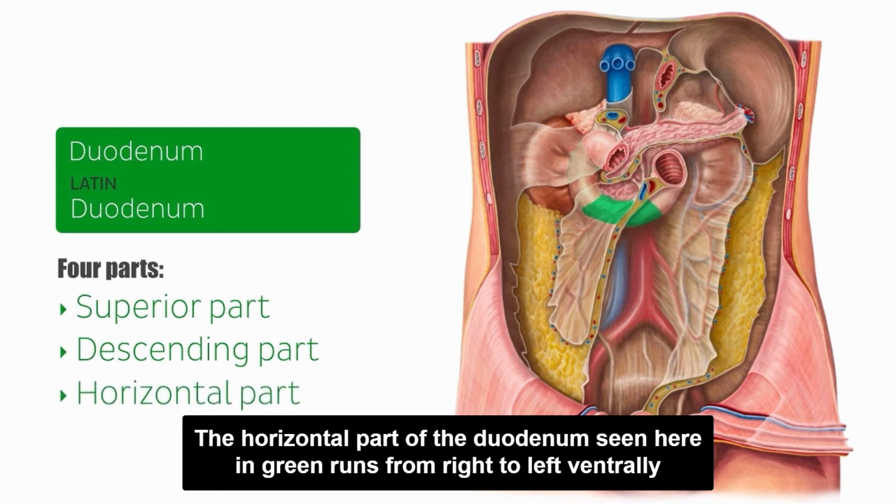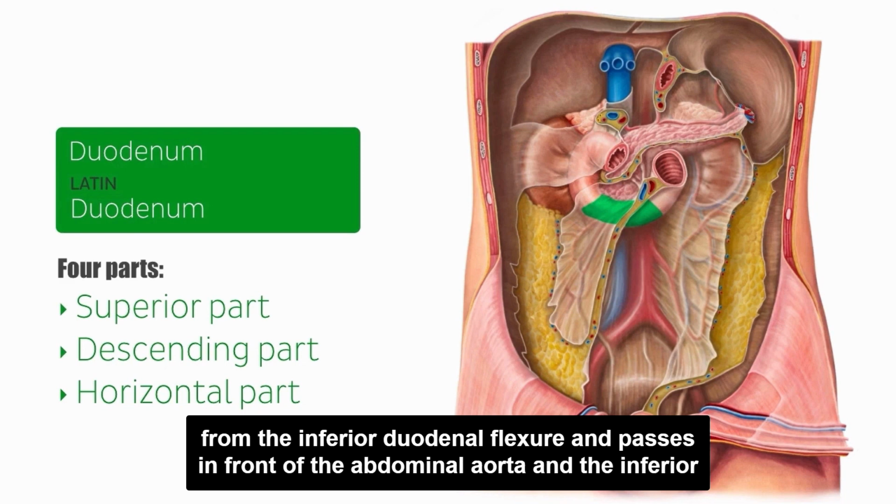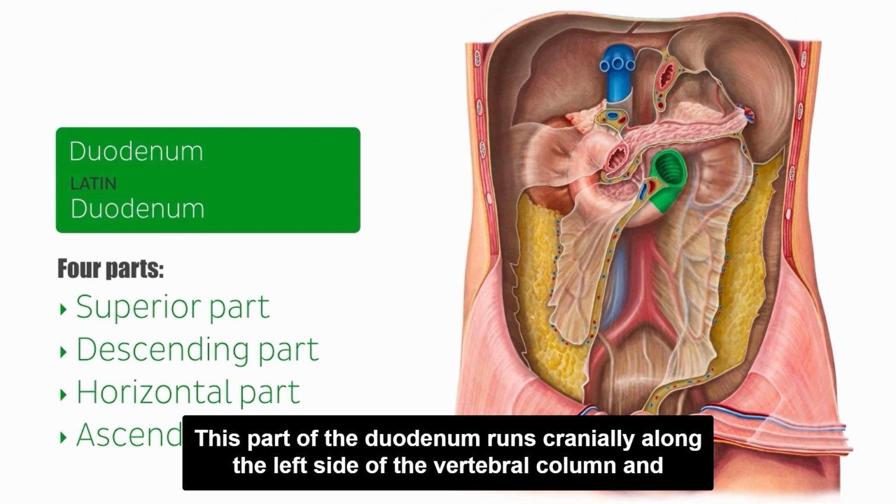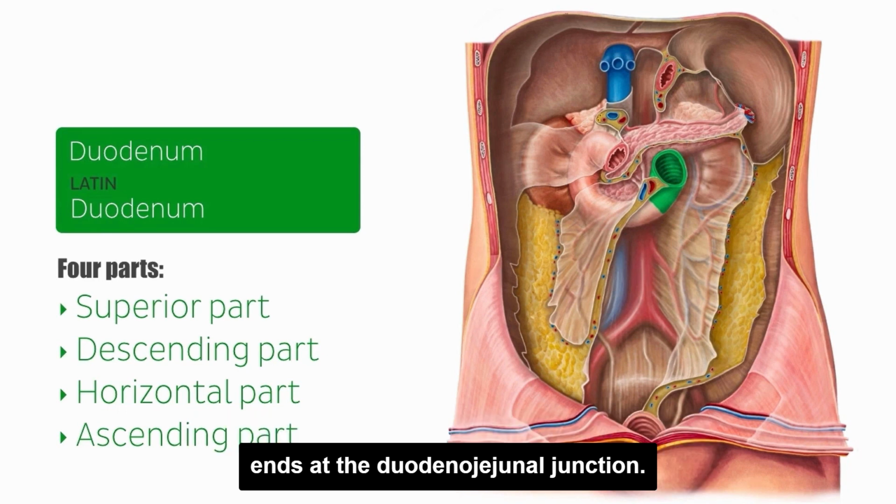The horizontal part of the duodenum, seen here in green, runs from right to left ventrally from the inferior duodenal flexure and passes in front of the abdominal aorta and the inferior vena cava. The final part of the duodenum is the ascending part. This part of the duodenum runs cranially along the left side of the vertebral column and ends at the duodeno-jejunal junction.